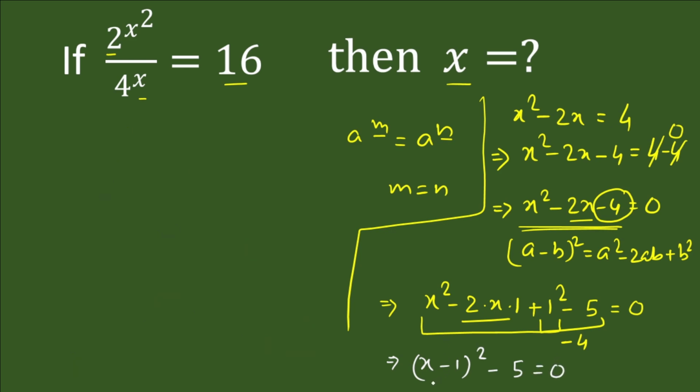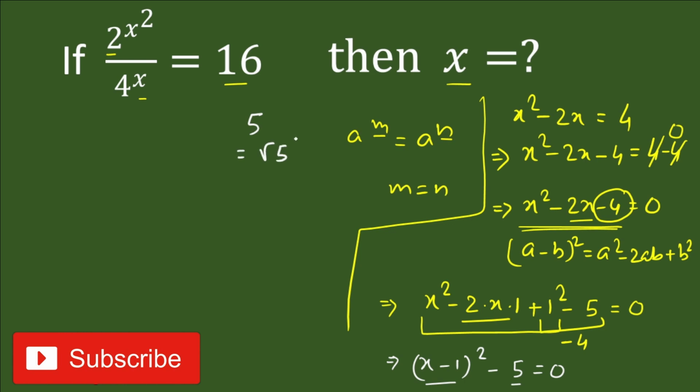Now for further solution, it is in the form of a square and we have minus, and we'll try to make 5 as b square. Now look at here, 5 we can write as square root 5 and its square, right? So likewise we'll write 5 as square root 5 squared. Now it is in the form of x minus 1 whole square minus square root 5 squared, that is equal to 0.